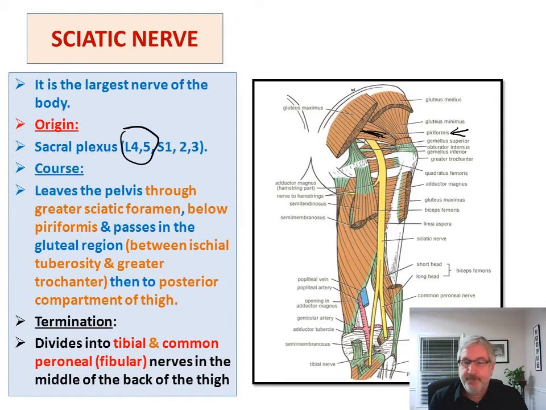And then it splits somewhere on the back leg, usually getting close to the knee, into the tibial and the peroneal or fibular nerve. Next slide.